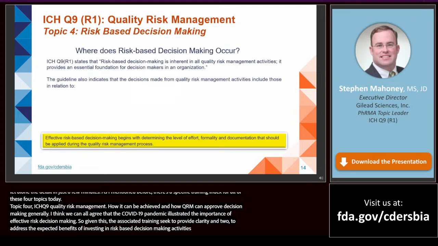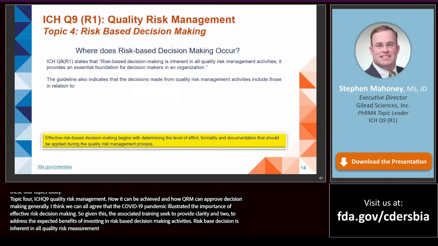So let's start with the question, where does risk-based decision-making occur? Well, the revised ICH guideline says that risk-based decision-making is inherent in all quality risk management activities. It provides an essential foundation for decision makers in an organization.